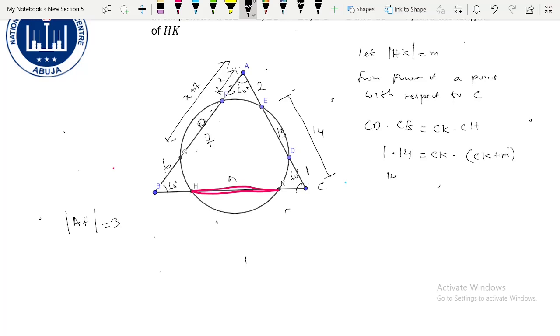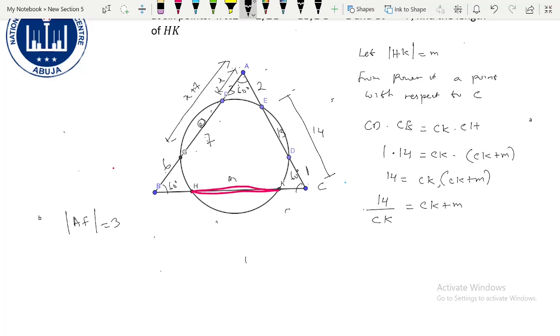So we have 14 equals CK times CK plus M. Okay, so we can say that 14 over CK equals CK plus M. I don't know how this will help. I'm just checking stuff out.